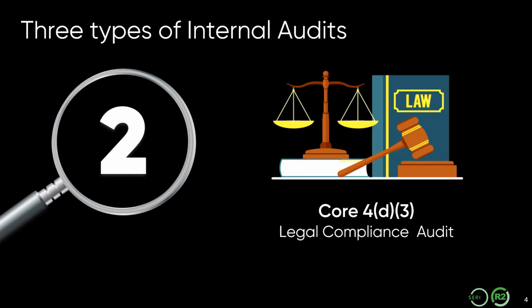The second internal audit is related to legal compliance and is found in Core Requirement 4D3. This audit is specific to the legal and other requirements applicable to each R2 facility. And since legal requirements can vary considerably by jurisdiction, there are three key aspects covered by this audit. It starts with determining whether the facility has clearly identified all requirements applicable to its operations. Next, the compliance audit is used to confirm that the facility has implemented specific measures or controls required to ensure compliance. And finally, the audit assesses whether there's adequate evidence in place that demonstrates compliance with each of the requirements.